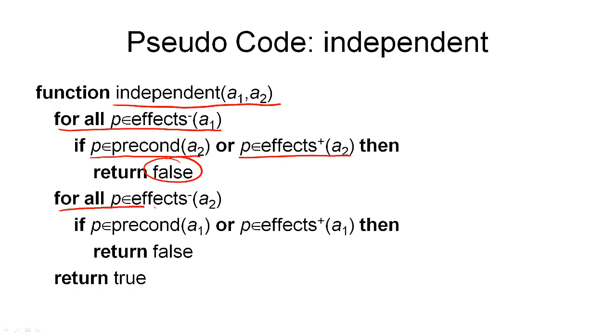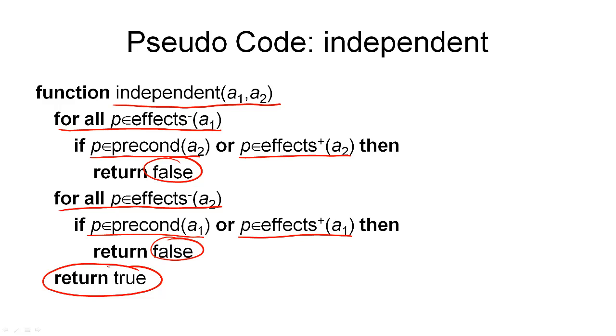So we go through all the negative effects of the second action and test whether they are a precondition of the first action or a positive effect of the first action. Again, if this is the case, we can return false. The two actions are dependent. If this is not the case, so if we go through both these loops and don't return false, then we must have a case where the two actions are independent and we can return true.